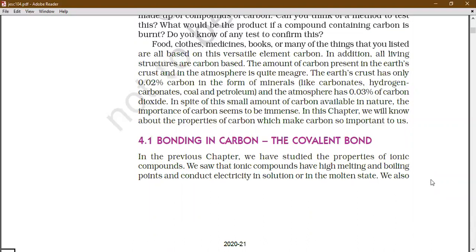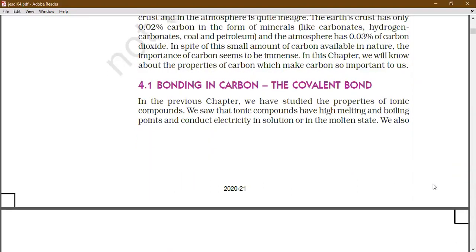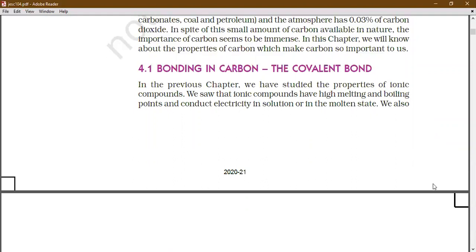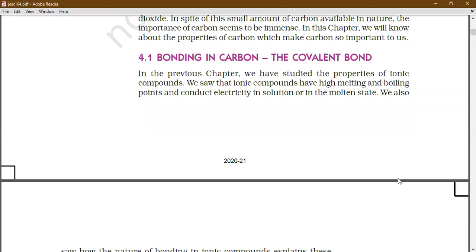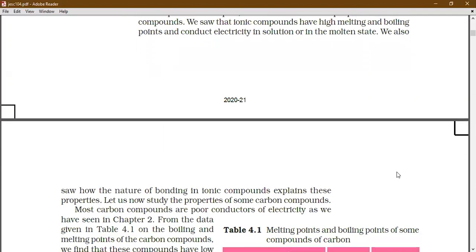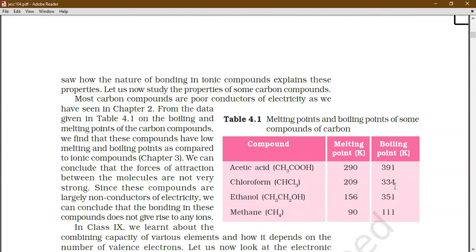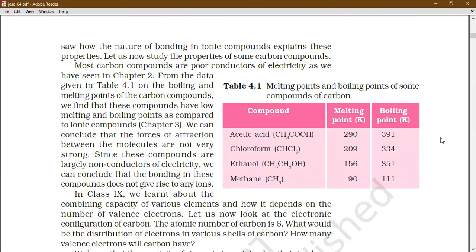Bonding in carbon, the covalent bond. In the previous chapter, we have studied the properties of ionic compounds. We saw that ionic compounds have high melting and boiling points and conduct electricity in solution or in the molten state. We also saw how the nature of bonding in ionic compounds explains these properties. Let us now study the properties of some carbon compounds.